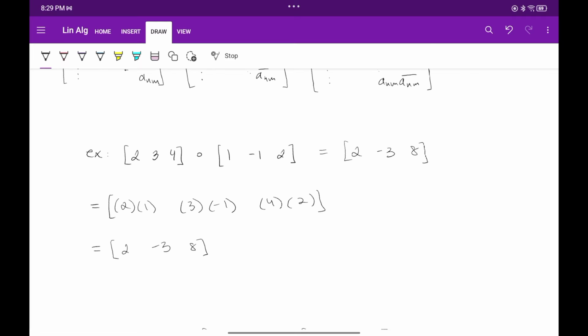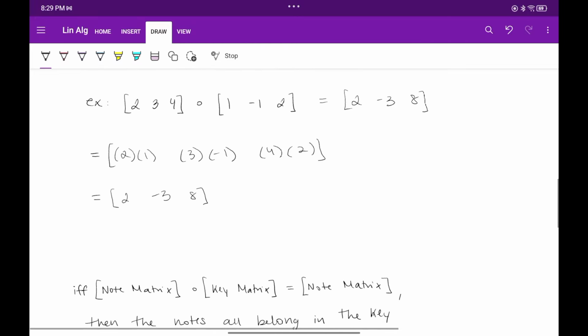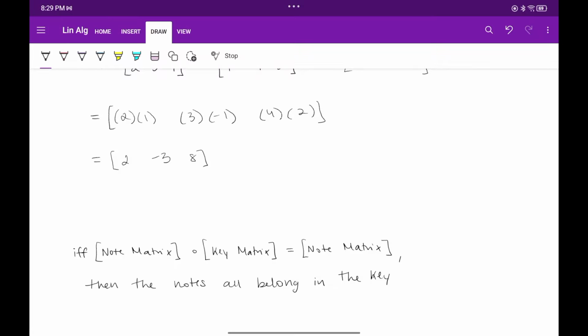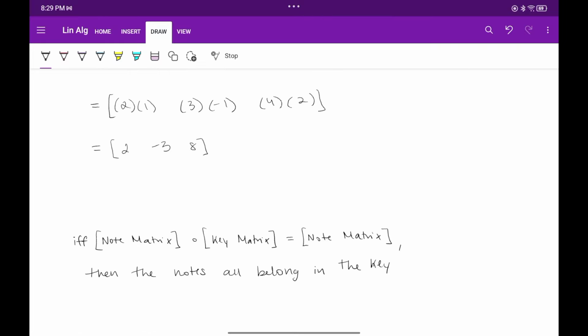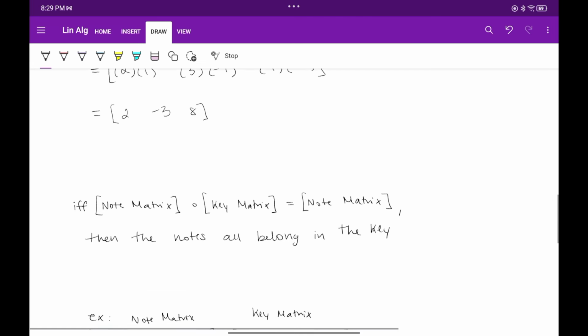Now, following the same principles from our dot product test, if the Hadamard product preserves the note matrix, then it must belong to the key matrix. In other words, if and only if the note matrix times the key matrix using element-wise multiplication is equal to the note matrix, then all of the notes belong in the key. Let's do an example to test this out. How about the matrix that we started off with?